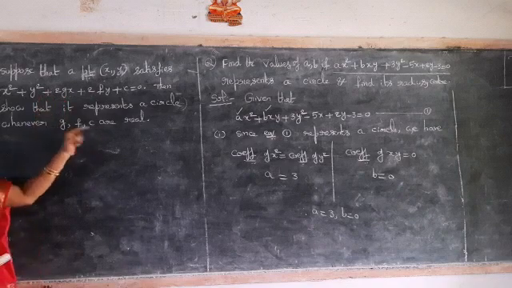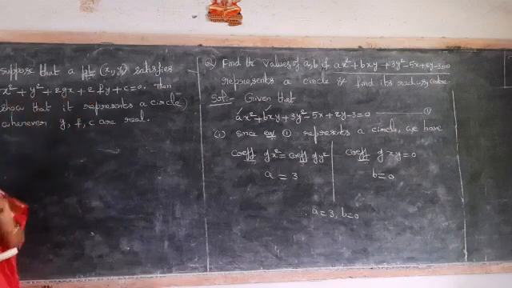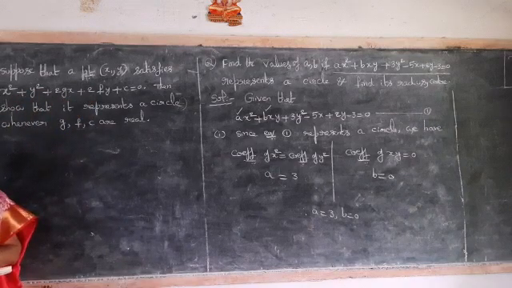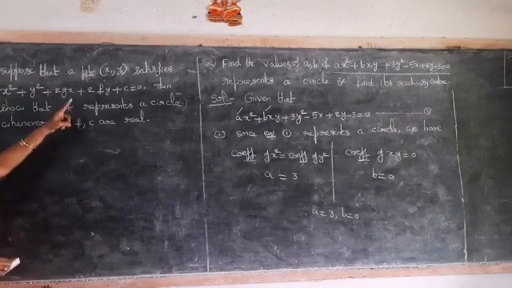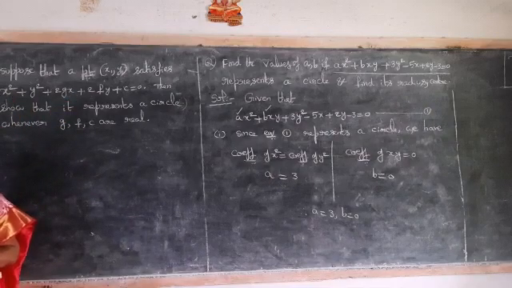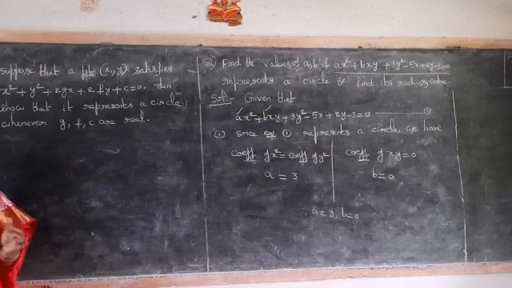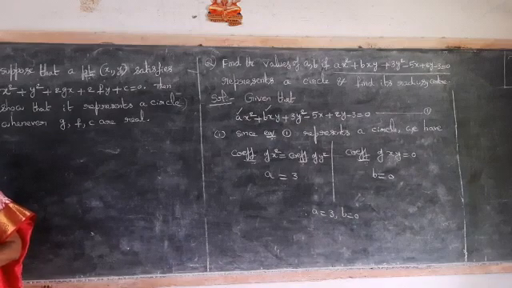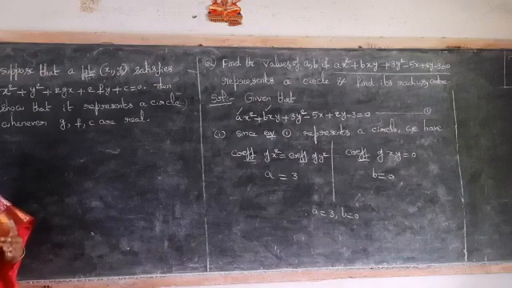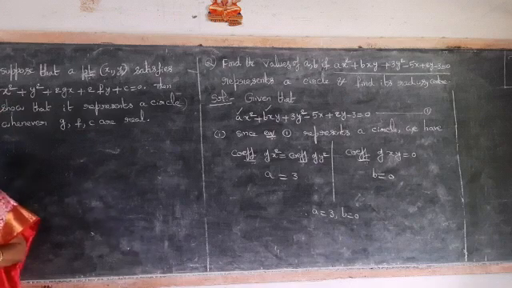g, f, c లు రియల్ నంబర్స్ అయినప్పుడల్లా ఈ ఈక్వేషన్ ఒక సర్కిల్ ని సూచిస్తుందని చూపించండి అని అంటున్నారు. That is, you have to prove that this equation represents a circle. Means you show that our three conditions, that is a is equal to b, h is equal to 0, g square plus f square minus c greater than or equal to 0. త్రీ కండిషన్స్ సాటిస్ఫై చేస్తే ఈ ఈక్వేషన్ ఒక సర్కిల్ ని సూచిస్తుంది.